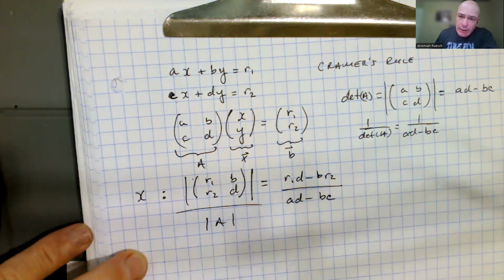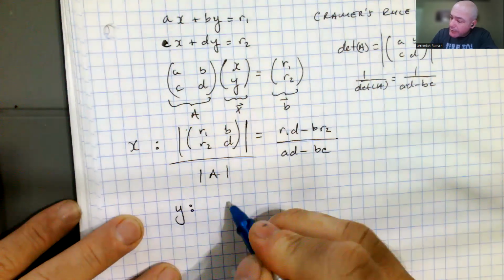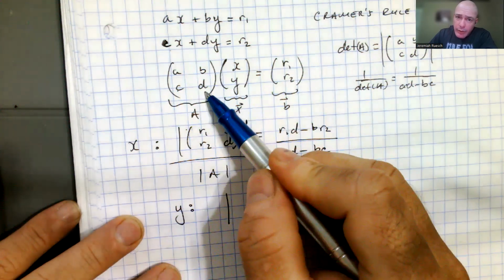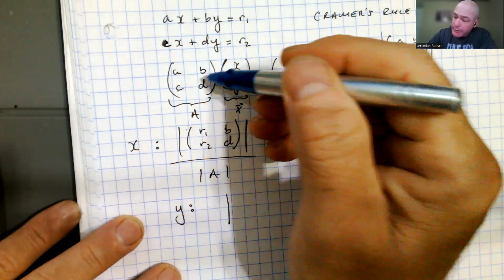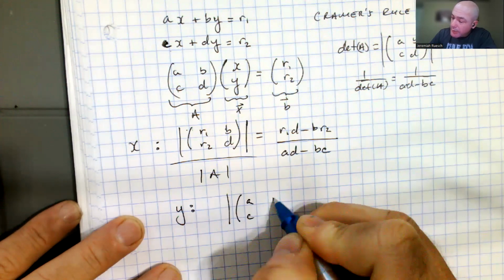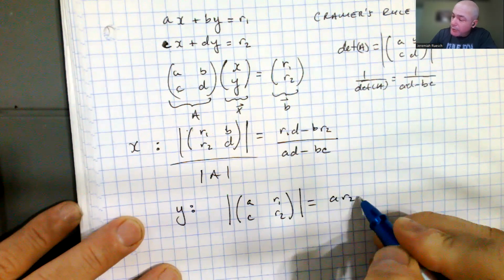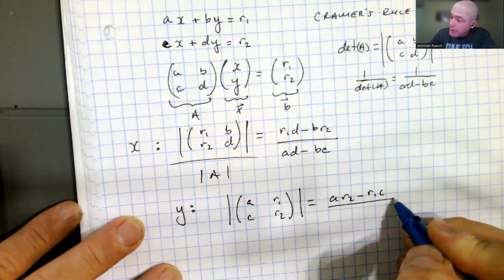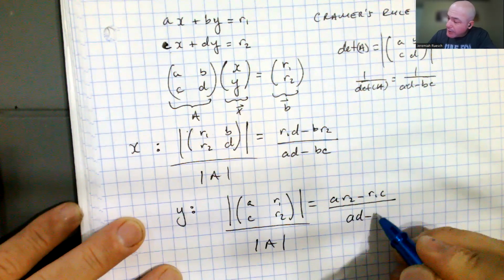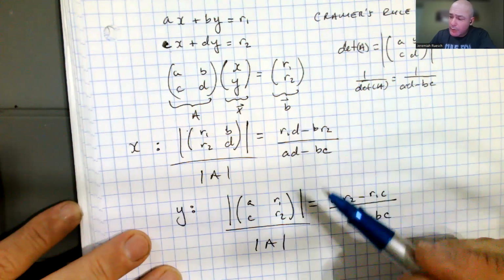Okay. And then likewise for Y, what we have is we're going to replace in the A matrix the second column with the answer vector and then take the determinant. So we have A and C, R1, R2. Computing this determinant, you have AR2 minus R1C, all divided by the determinant of A, which we saw earlier was AD minus BC. Okay. And so now we have, in general, the solution for X and Y.